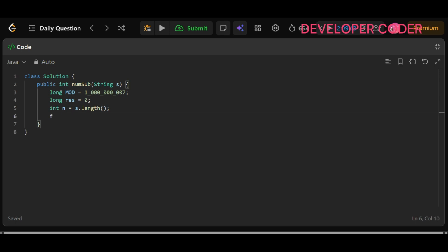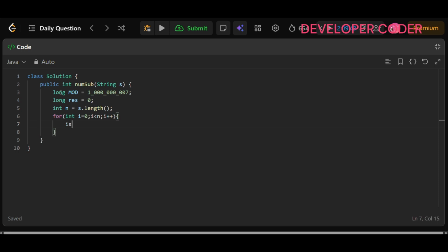And then after that, you are running one loop: for int i = 0, i less than n, i plus plus. Here, if s.charAt(i) is equal to 1, in that case you have to create one variable, long count, and set it to 0. Now we have to calculate the consecutive ones, right?